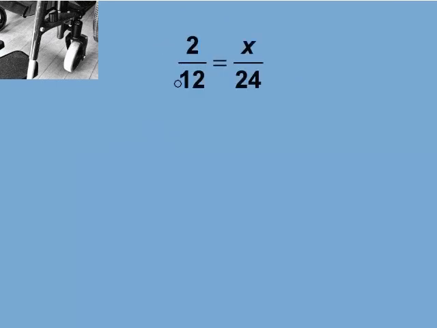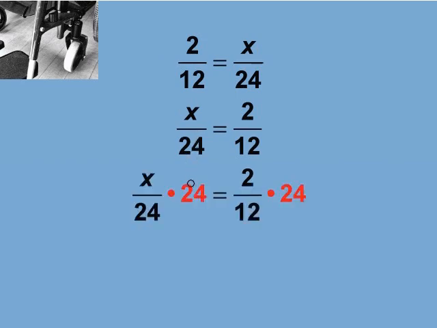We are given the slope of 2 to 12 and the run of 24. We need to solve this proportion to find the rise. Rearrange terms so that the x term is on the left. Next, multiply both sides of the equation by 24, as shown here. The left side of the equation has x, and the right side simplifies to 2 times 2, or 4. So the height of the ramp is 4 feet.